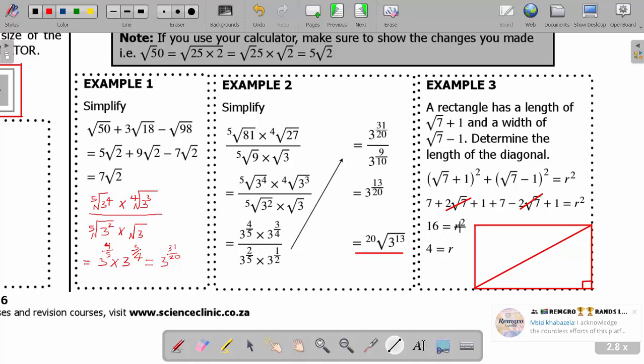So when I find the square root, it is going to be 4. So my r, or diagonal, is going to be 4. Yes, hope we are together, guys. So this is how we apply the exponents, the roots. Let us proceed.